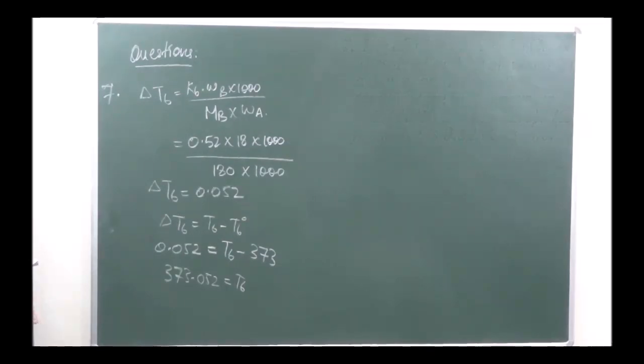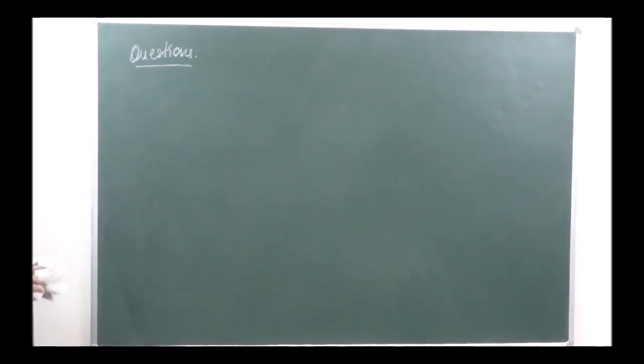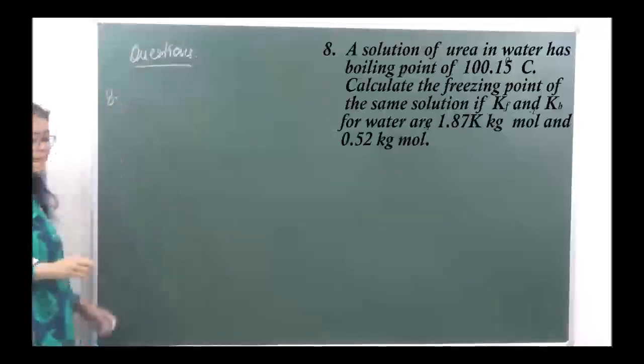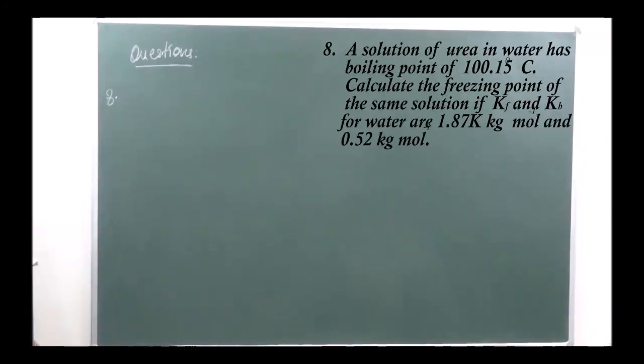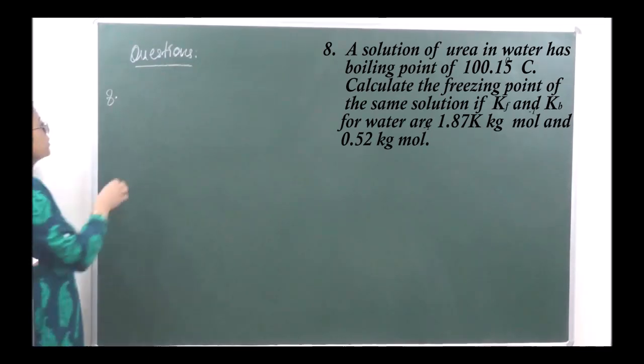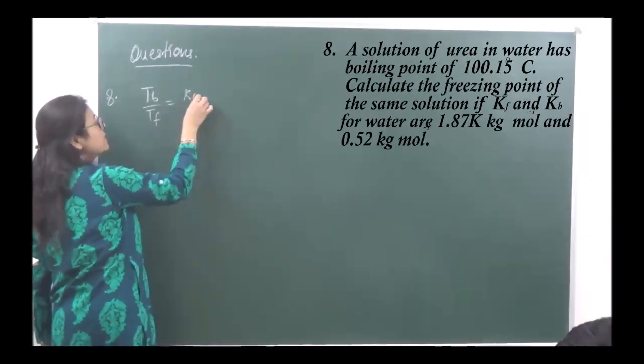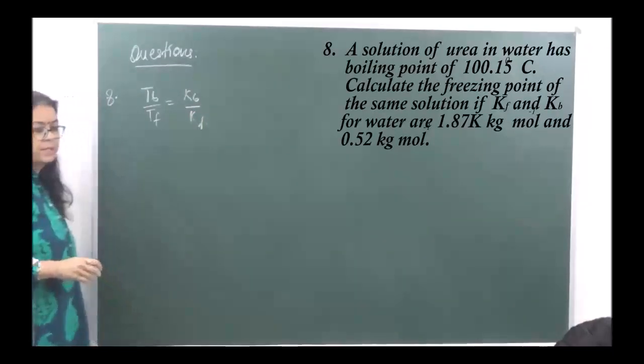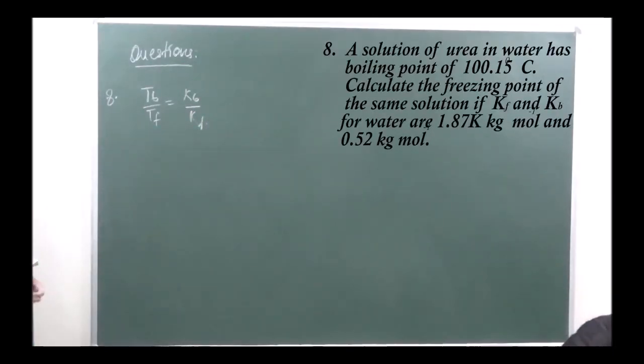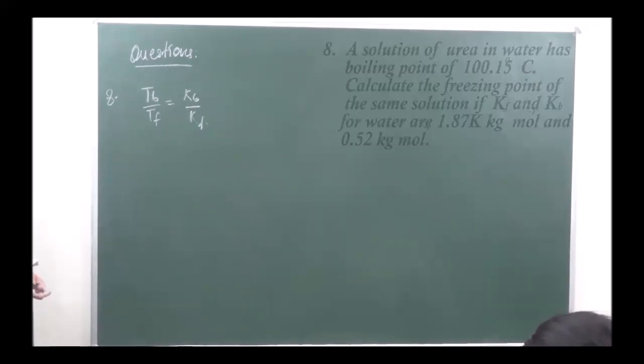Okay? Alright. So let's go on to the next question. Question 8: a solution of urea in water has a boiling point of 100.15 degrees Celsius. Calculate the freezing point of the same solution if Kf and Kb are given. This is similar to question number 6 which we have done. In this also we are going to use the same formula: Tb upon Tf is equal to Kb upon Kf. Okay, try to do question number 8 yourself. I am going to explain the next question, that is question number 9.